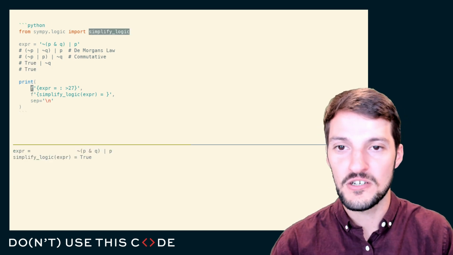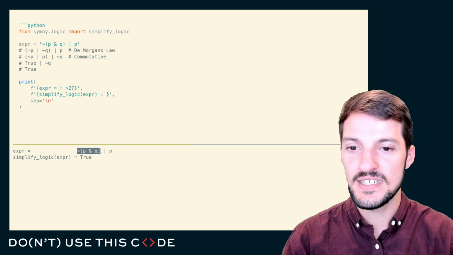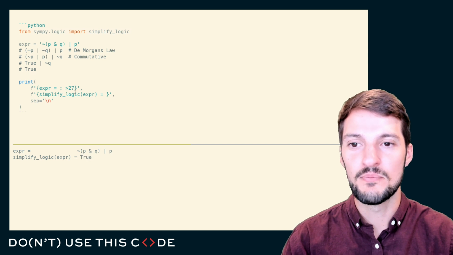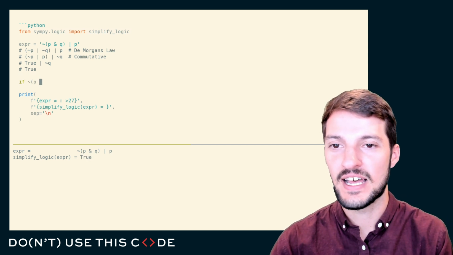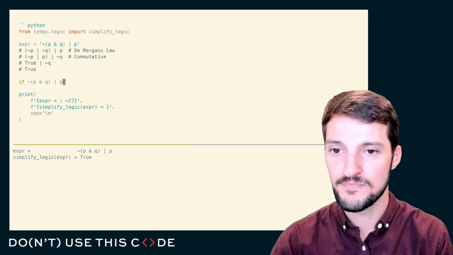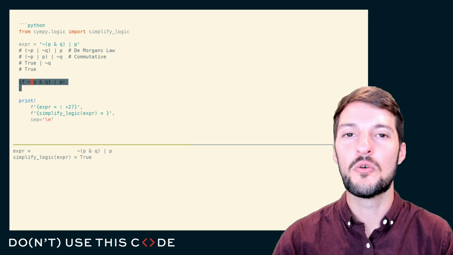And we can verify our check using SymPy's amazing simplify logic function. And we can see that when we feed this expression in, it evaluates to true. Meaning that if we had an if statement that looks like this, if not P and Q or P, this if statement will always be hit.